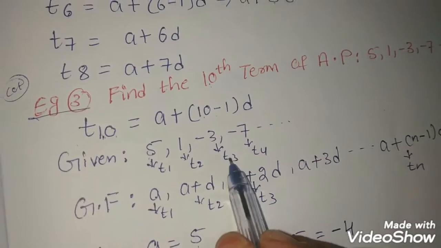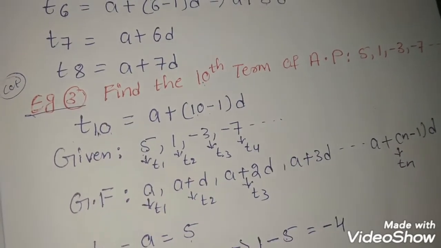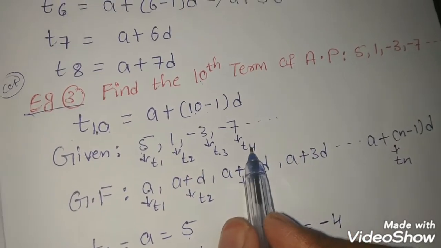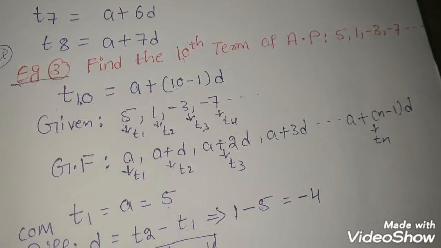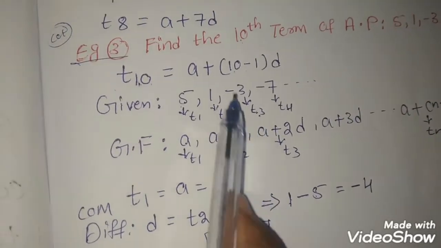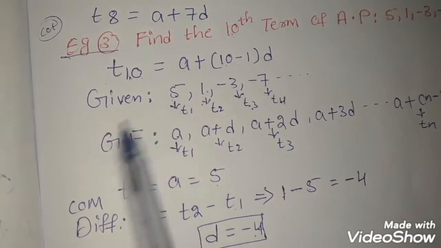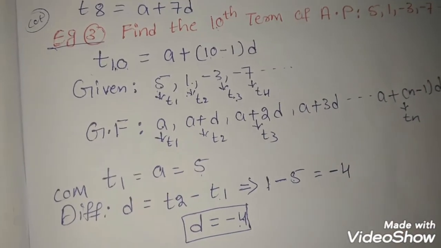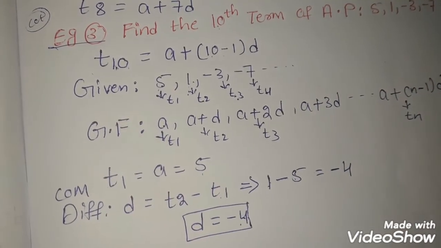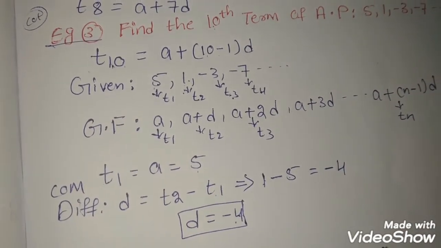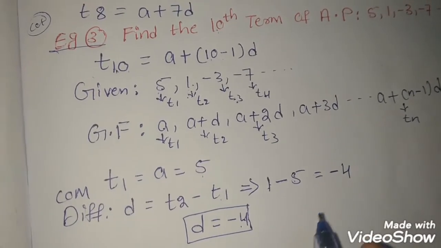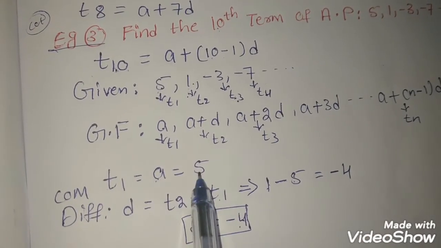If you do T3 minus T2, you get minus 4 itself. If you do T4 minus T3, you get minus 4 itself, because this is in the form of an arithmetic progression. So our common difference is constant, that is minus 4 itself. What is the common difference here? Minus 4. What is A here? First term, that is 5.